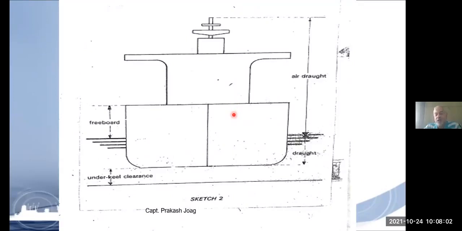Okay, now here we have shown on a sketch the main terms: draft, air draft, freeboard, and under keel clearance. Let us see one by one. This is a ship floating in water. This is shown as the water line, from here to here, and this is the draft of the ship, from here to here, up to the keel and up to the water level.